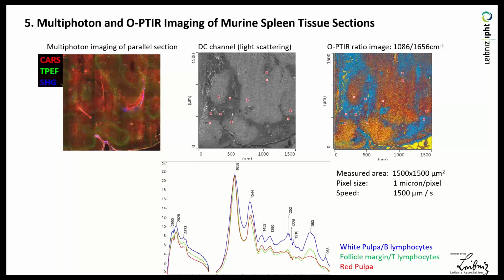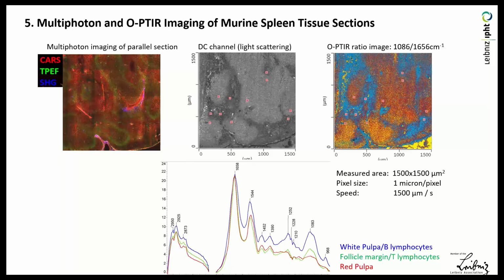In images of OPTIR, you not only get the OPTIR channel, but also a light gathering channel. And this already gives some contrast, for example, to distinguish red pulpa from the follicles. In the follicles, we collected spectra here at 1086 and 1665, so this is a typical phosphate band, this is an amide band.